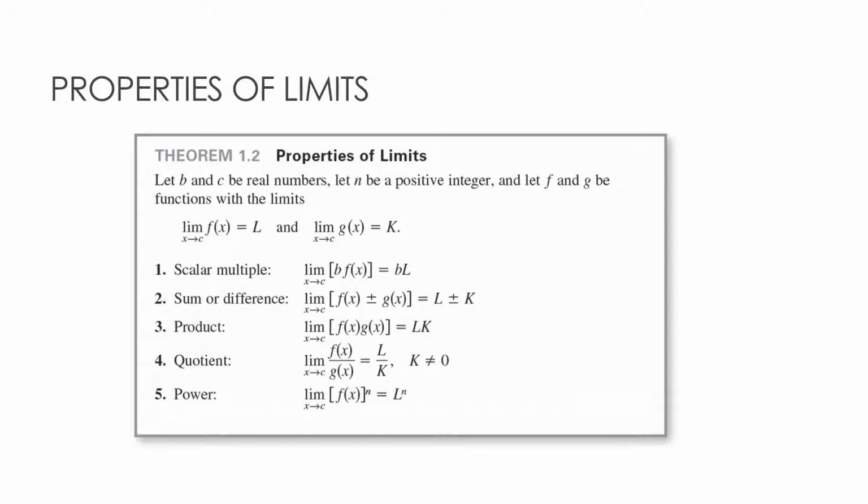Let's look at a few other properties. Here we're dealing with a limit as x approaches c of f of x is L, and a limit as x approaches c of g of x is k. So there are some different properties that you're going to want to know.